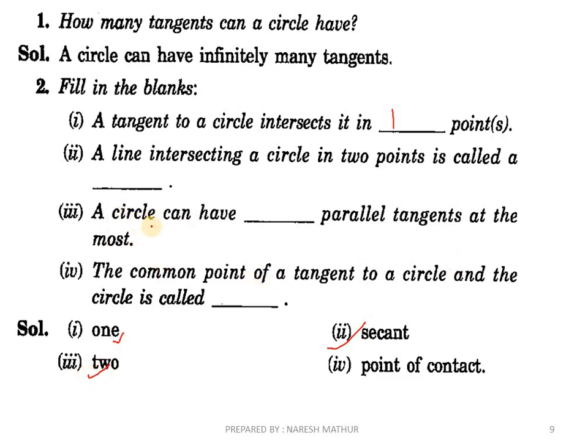We'll see this concept in a question. Alright, the common point of a tangent to a circle and the circle is called the point of contact, as we just discussed.